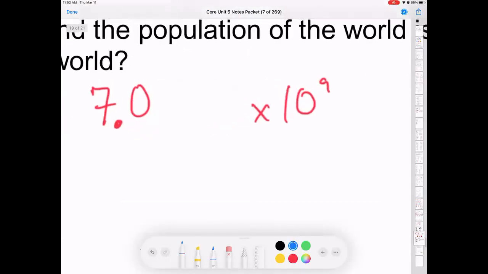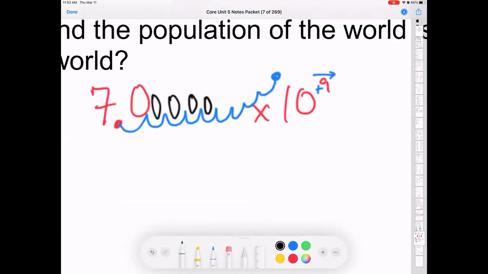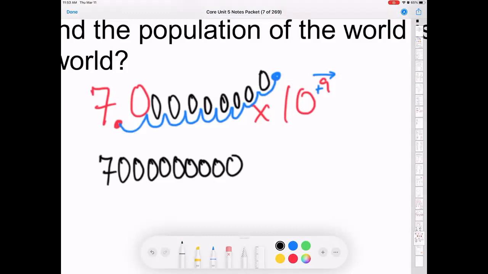And we're going to move that decimal over to the right 9 places because we have a positive 9. So 1, 2, 3, 4, 5, 6, 7, 8, 9. And then anywhere where we see those bumps, we throw in the zeros. There's our value. And then our commas. So we are looking at 7 billion people roughly on the earth.